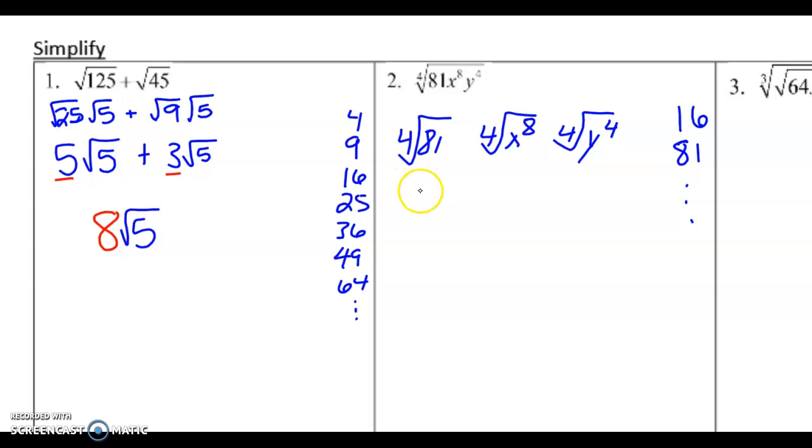So the 4th root of 81, what times itself 4 times is 81? Was just 3. 4th root of x to the 8th. The shortcut way, you can divide the exponent by the root, by the index number there. But really it's thinking, how many x to the 4ths can I pull out? I can pull out 1. That'd leave me with 4 of them, so I can pull out 4 more. So you can pull out a total of 2 x's, so x squared. Okay, the 4th root of y to the 4th will just be y. So your answer is just 3x squared y.